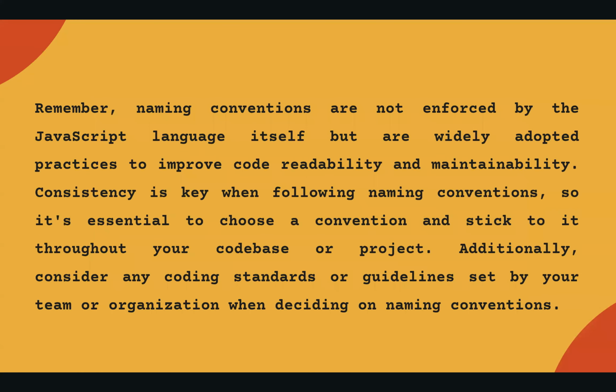So remember, at the end of the day, naming conventions are not enforced by the JavaScript language itself, but are widely adopted practices to improve code readability and maintainability. Consistency is key when following naming conventions. So it's essential to choose a convention and stick to it throughout your code base or project. Additionally, consider any coding standards or guidelines set by your team or organization when you're deciding on naming conventions. These are not put in place by JavaScript forcefully, but to make some differences: this is a class, this is a variable, this is a function, this is a constructor, this is a private function. If you want to differentiate all those things, just follow some naming conventions.